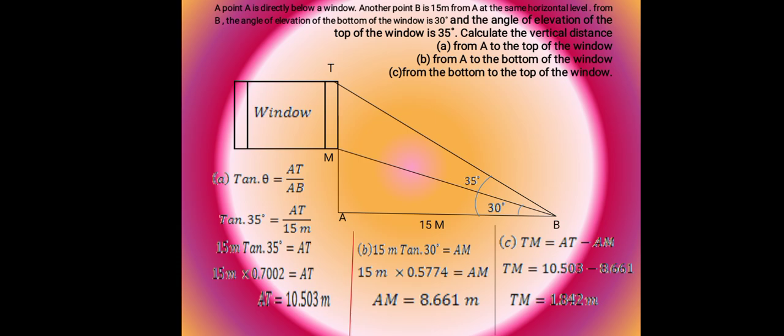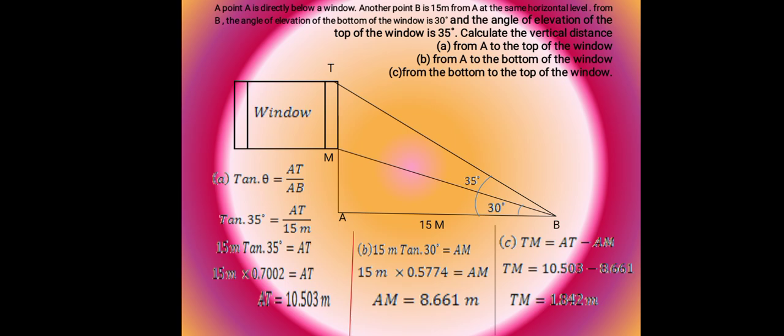Now the other part, we have to calculate the distance AM, or the distance from A to the bottom of the window. You can see by the sketch. You can still use tan theta to calculate that, having that angle of elevation 30 degrees, and we know the distance is 15. So AM becomes 8.661 meters.